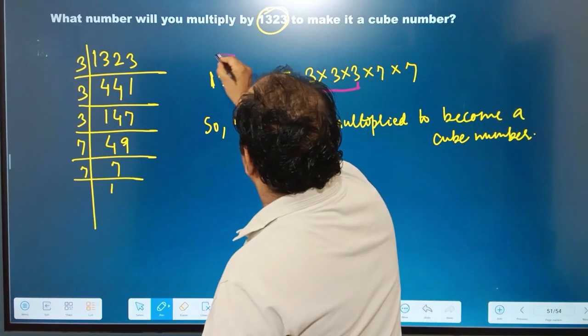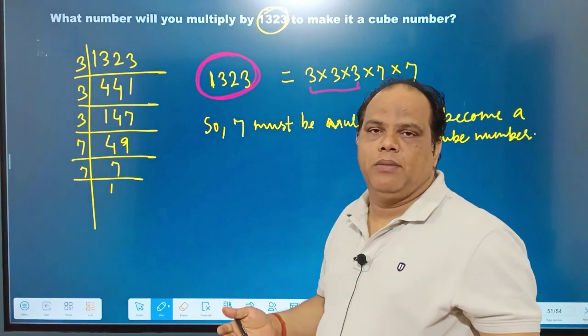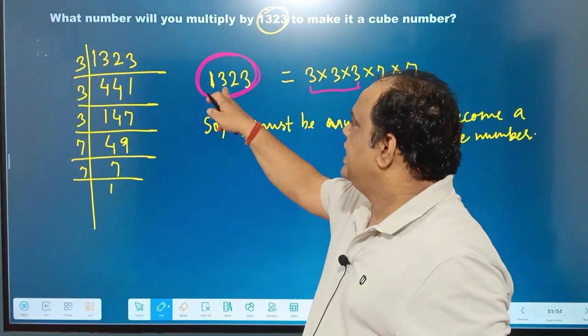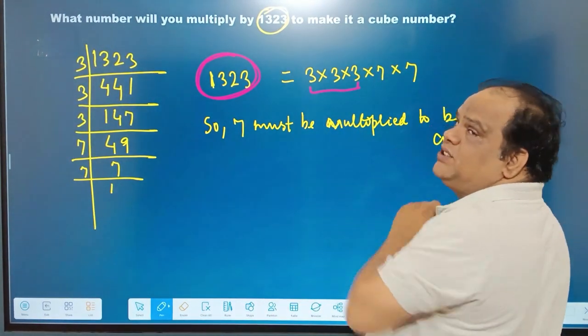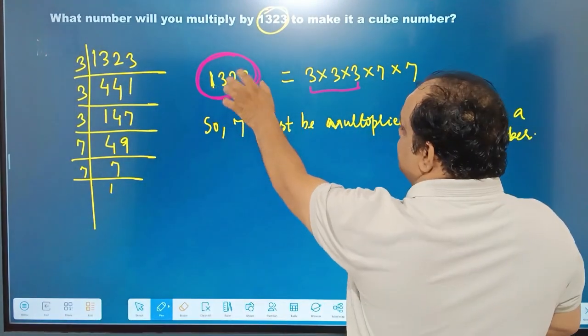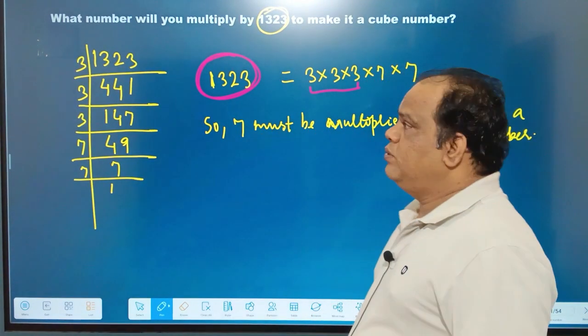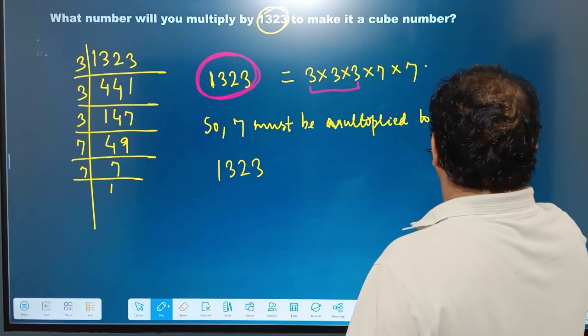Till now, this is not a cube number. What it means is there is no number which when multiplied by itself 3 times gives this. There is no number. Prime factorization we have seen. If we supply one extra 7, then this number will also be multiplied by 7, then that number will be a cube. So let's write it again. 7 must be multiplied to become a cube number.